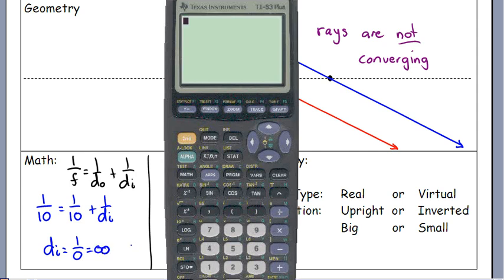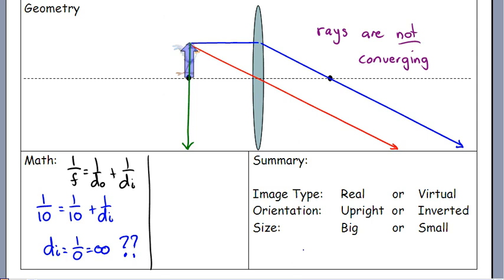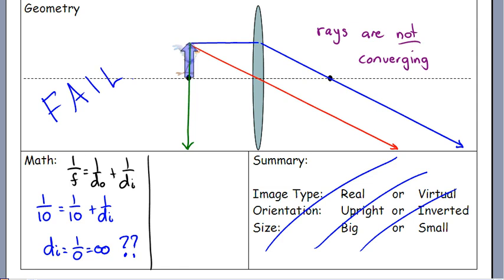This is not making me happy, right? I'm like, what? You can't even find the magnification. Doesn't even make sense. Basically, this isn't working, right? This is a fail, right? Nothing is happening there. So that's what happens when you're right on the focal point.